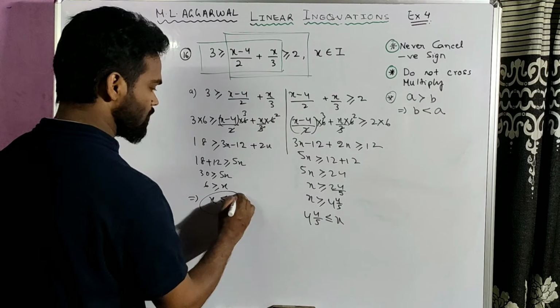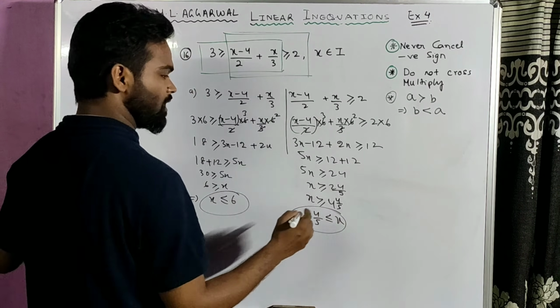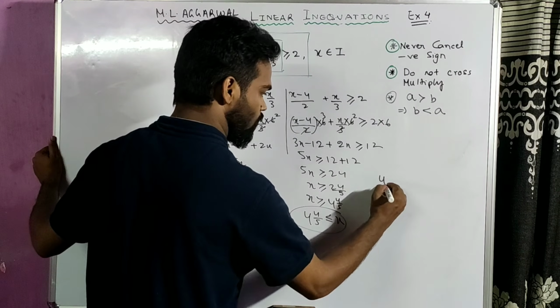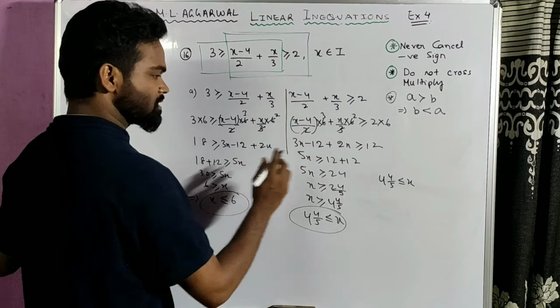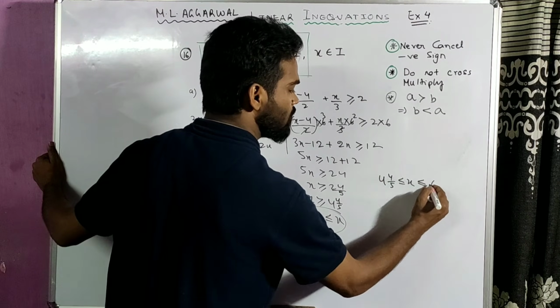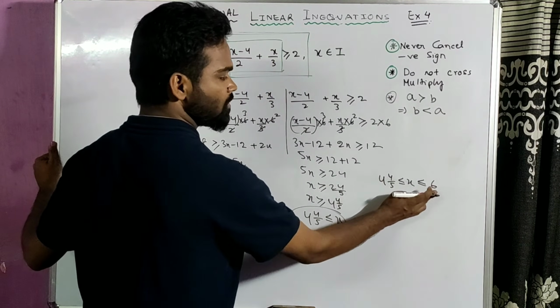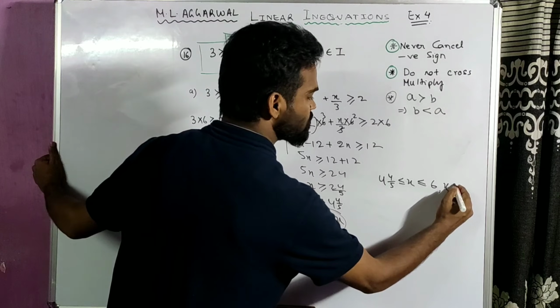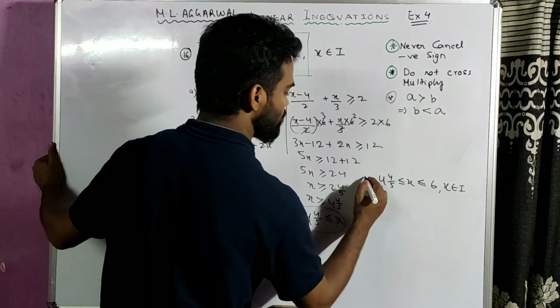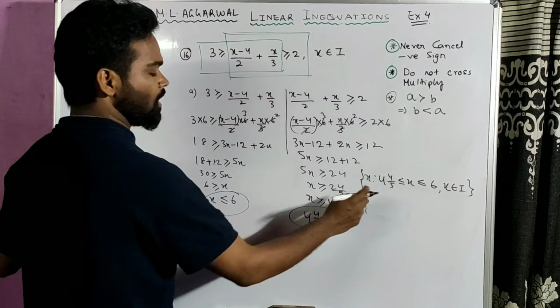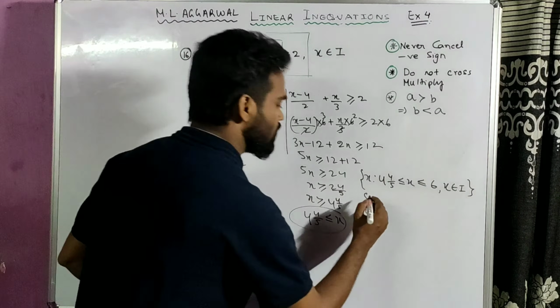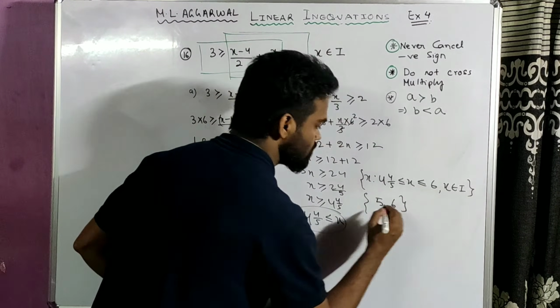Now look, combine these two. When you combine these two, what you will get? 24/5 is less than or equal to x, and x is less than or equal to 6. See, the smaller value over here, the bigger value over here, and your x belongs to integer. So this is a solution set. We'll have the answer. This will be 5 and 6, isn't it?